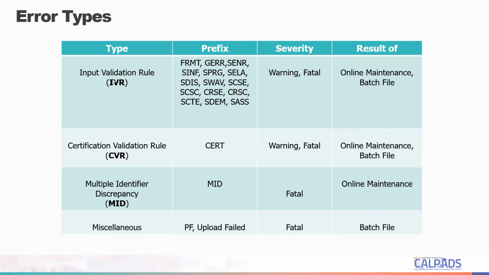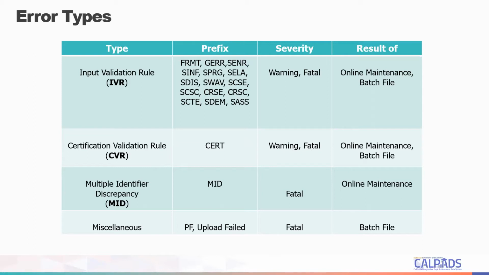IVRs are data errors related to submission records and can occur online and in batch file submissions during input. They could be a warning or fatal, and would come with any of these prefixes based on the file type submitted. Certification Validation Rule or CVR errors are detected after posting records. CVRs differ from IVRs because they may be validated across multiple file types and are not subjected to specific file types submitted. MID errors, on the other hand, are the result of a failed MID combination.